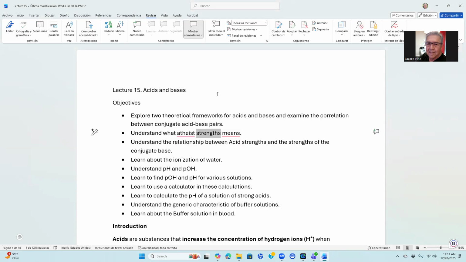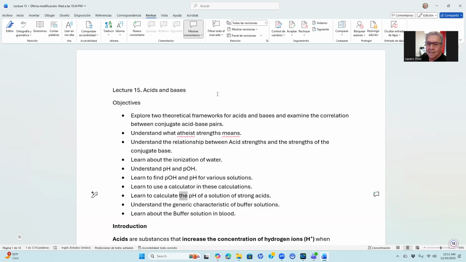Understand what acid strength means. Understand the relationship between acid strengths and the strengths of the conjugate base. Learn about the ionization of water. Understand pH and pOH. Learn to find pOH and pH for various solutions. Learn to use a calculator in these calculations.